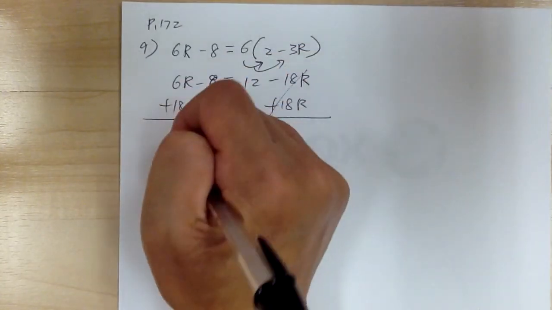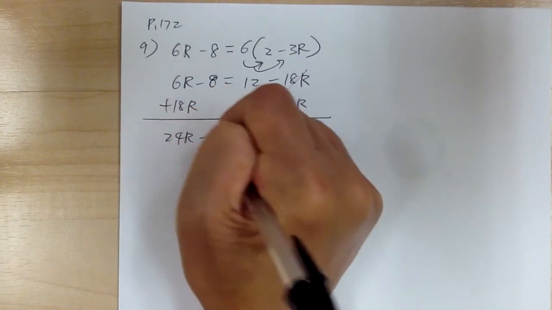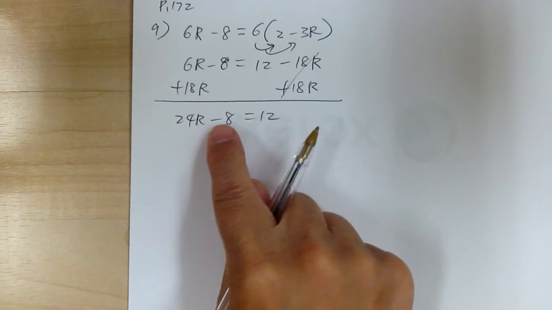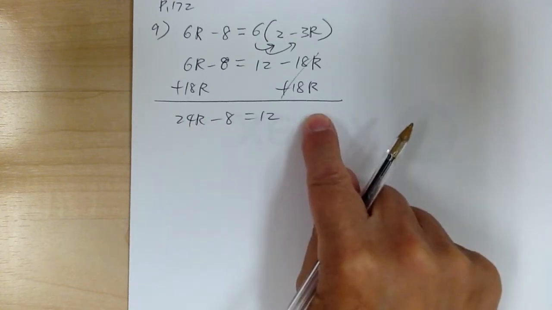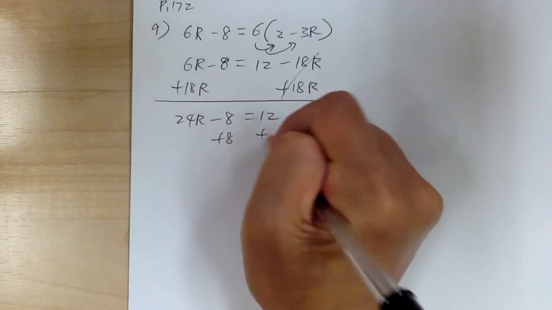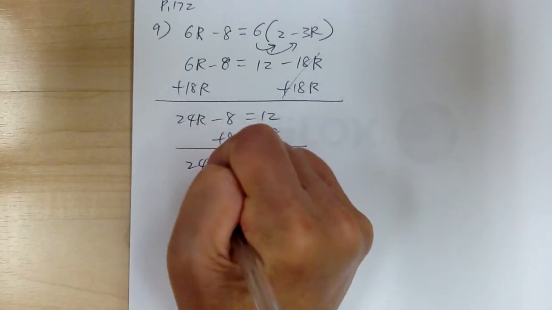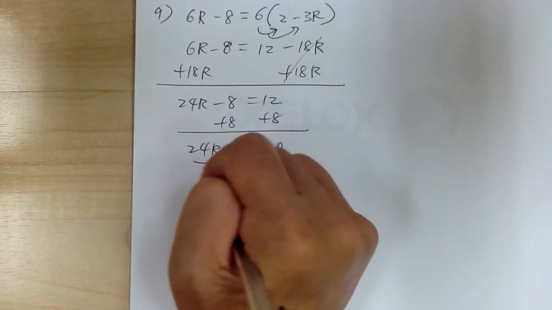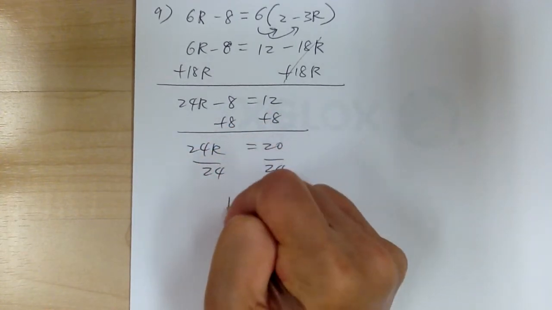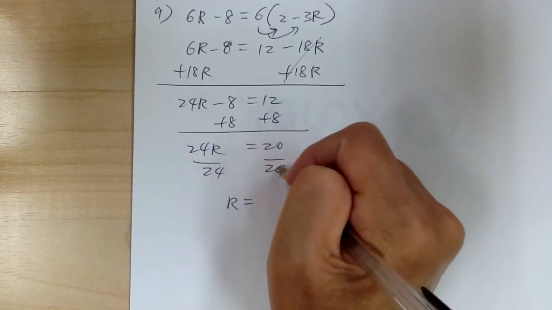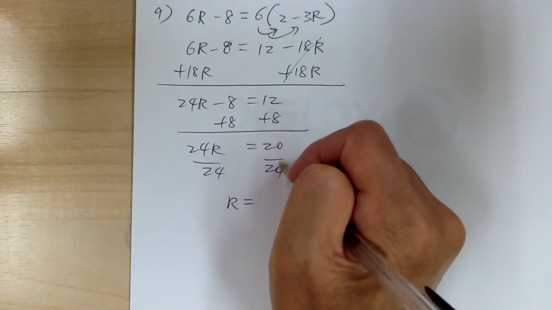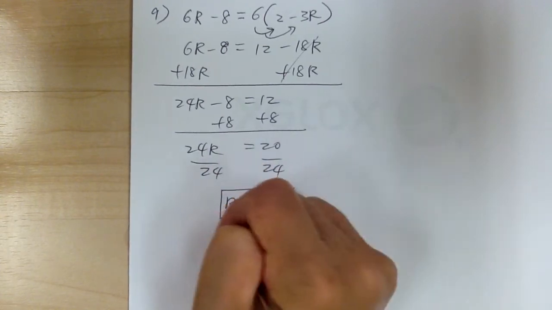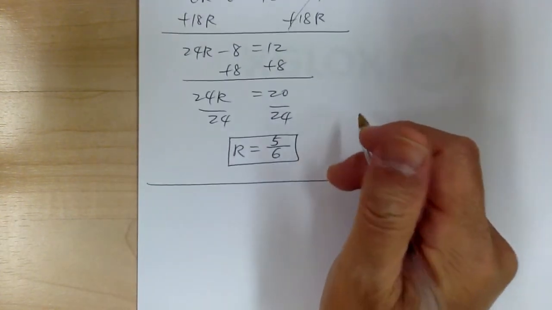So this cancels out. So you got 24r minus 8 equal to 12. And since I have an r on this side, I need to move the number to the opposite side. So plus 8, plus 8. So I got 24r equal to 20. And then divide by 24, divide by 24. So r equal to, now 20 over 24, these are divisible by 4. So divide by 4, you get 5 over 6. Okay. Let's go to number 10.